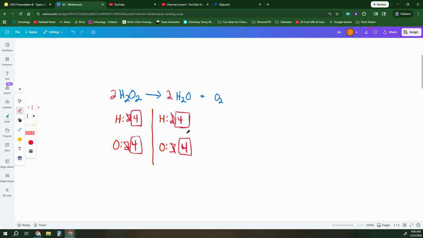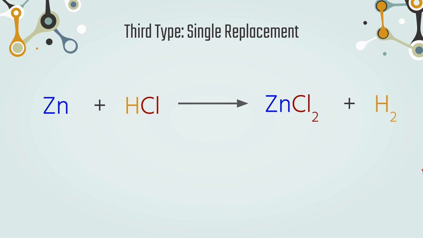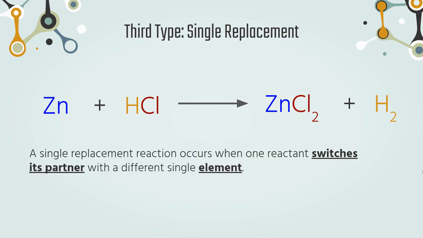Remember, this problem was difficult because there was no number to get our oxygens immediately balanced. In that case, we simply gave ourselves more oxygens on one side to balance out, and eventually the problem worked itself out naturally. Our third type of reaction is a single replacement reaction. These are a little bit tougher to see.